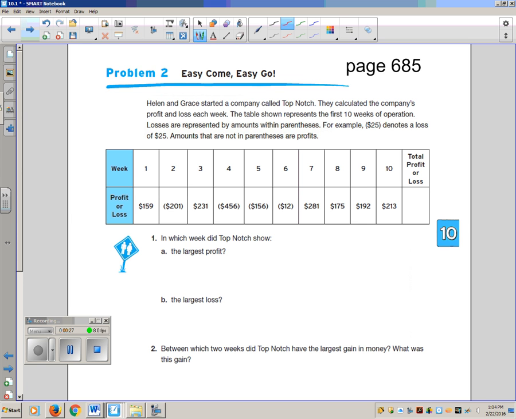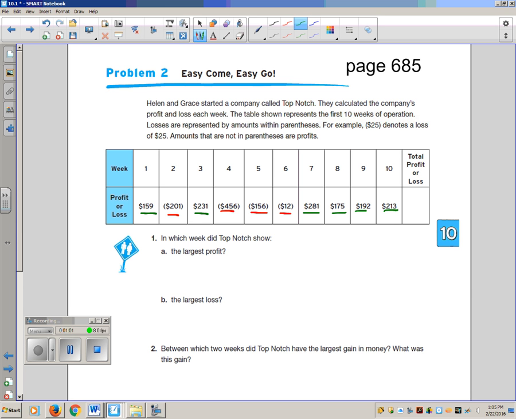685. Helen and Grace started a company called Top Notch. They calculated the company's profit and loss each week. The table shown represents the first 10 weeks of operation. Losses are represented by amounts within parentheses. So that's a loss, loss, loss, loss. They lost money that week. For example, $25 denotes a loss of $25. Amounts that are not in parentheses are profits. Those are money they make. So these are the profit weeks.